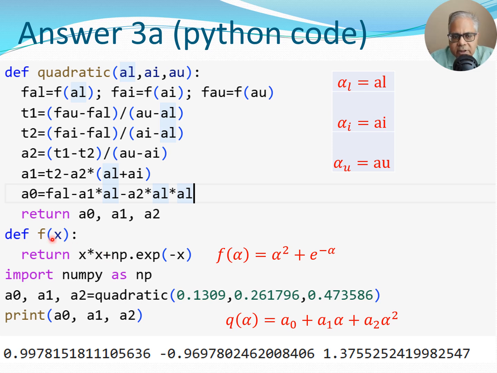And what happens is that this particular function f of x is used in the quadratic function, and then I basically do all these calculations, and at the end of it, this quadratic function returns a0, a1, and a2. So I can simply write a0, a1, a2 equals quadratic, and I can put the values of alpha L, alpha I and alpha U, and those are the three values which you have seen before, obtained from golden section search in the previous tutorial. And then I print these values out and I get these three numbers here.